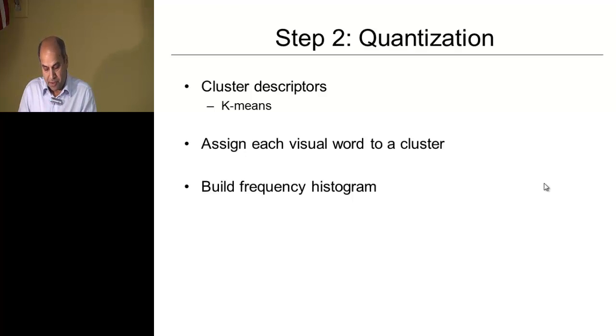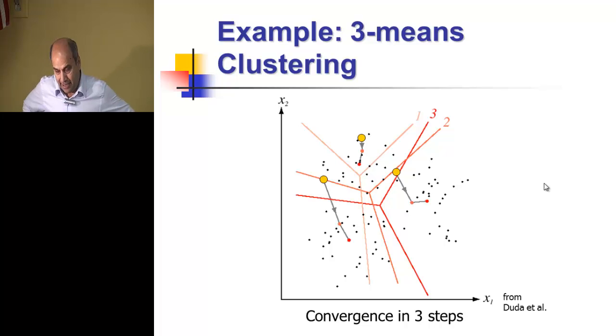So once we do the clustering, then each cluster will become a word. Then we will find the histogram of an image in terms of those words. Then we have a vector, and we can train an SVM. That's it. Okay? So let's look a little bit at K-means.